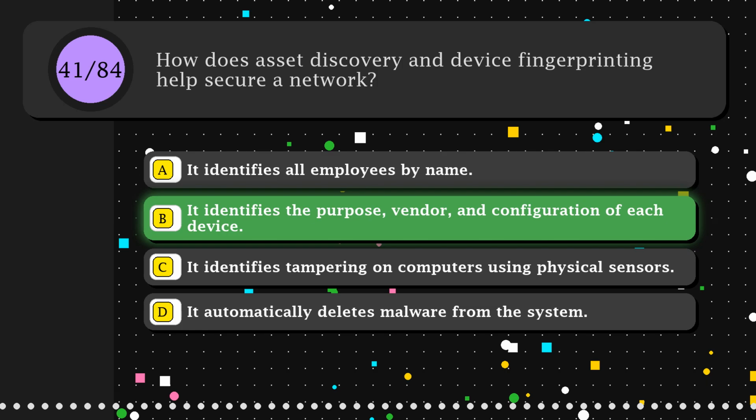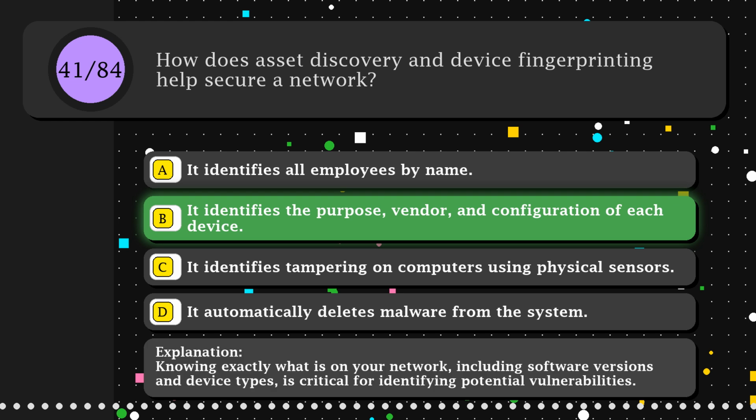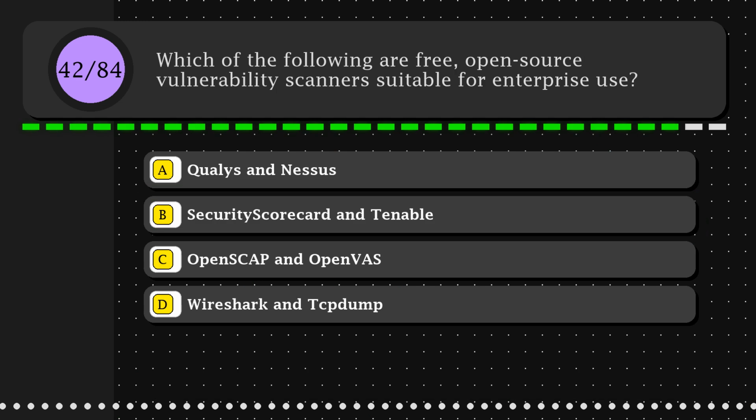The correct answer is option B. It identifies the purpose, vendor, and configuration of each device. Knowing exactly what is on your network, including software versions and device types, is critical for identifying potential vulnerabilities. Question 42. Which of the following are free, open-source vulnerability scanners suitable for enterprise use?